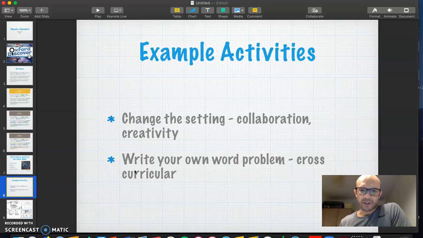Some example activities I might use in this particular unit. For the first one, an activity I have in mind is changing the setting of the story. This is something that can be done to help build collaboration and definitely creativity in terms of the story. Collaboration, it could be a group project, for example.